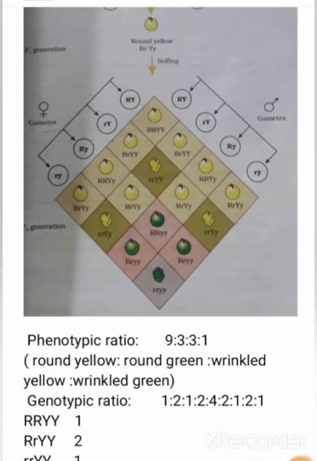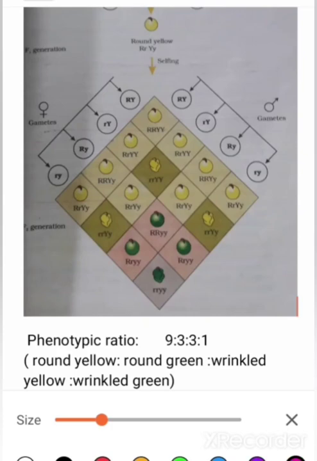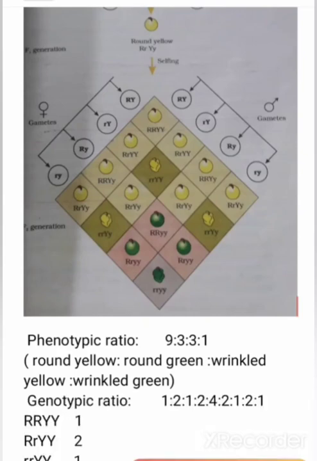Phenotypic ratio of dihybrid cross is 9:3:3:1. This is the phenotypic ratio of dihybrid cross. This 9 represents round yellow, 3 represents round green, next 3 represents the wrinkled yellow, and 1 represents the wrinkled green. Phenotypic ratio of dihybrid cross is 9:3:3:1.